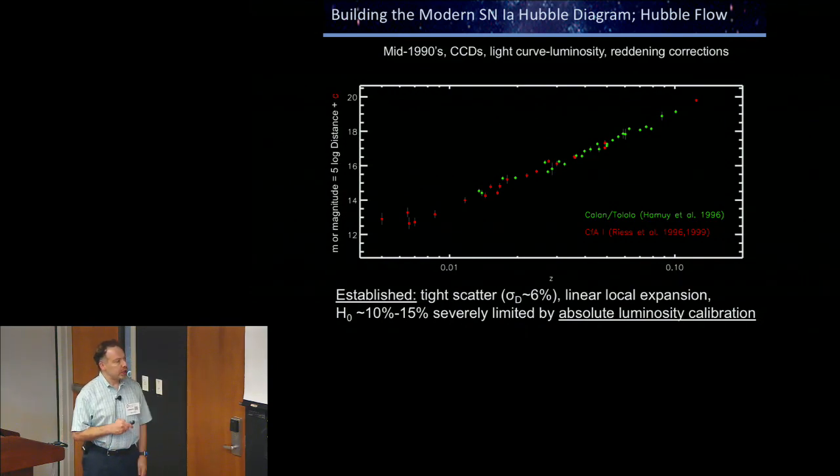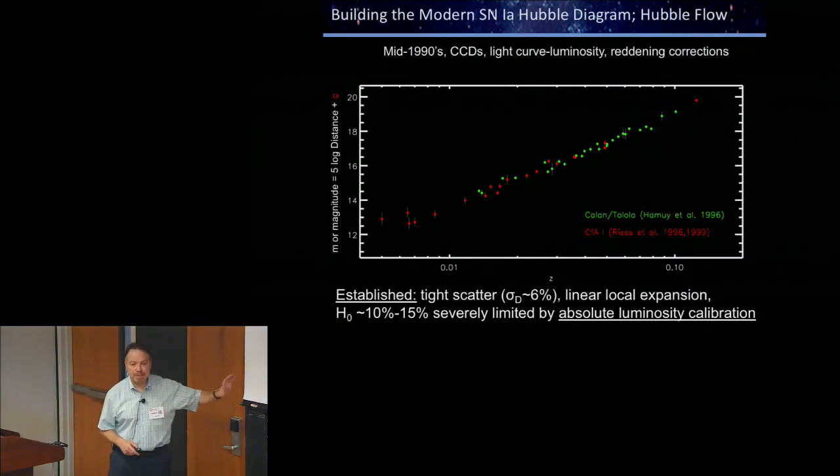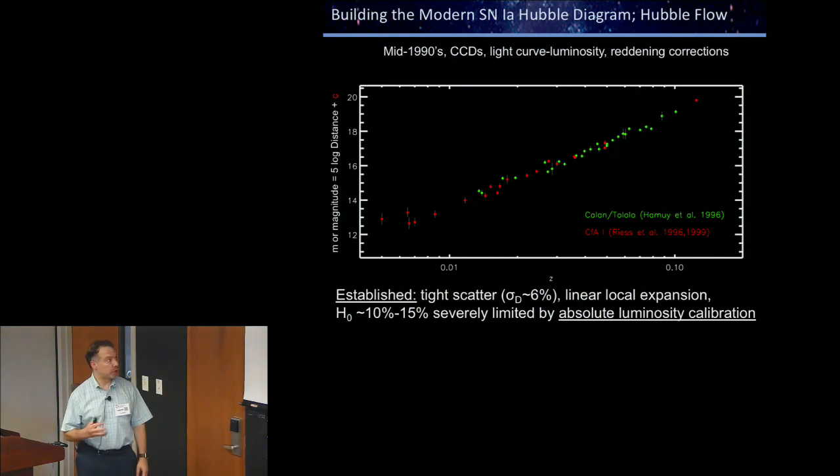Now, although we could measure relative distances to about 6%, the ability to measure absolute distances, to actually calibrate the true luminosity of a supernova, kind of lagged behind. And that's what you need to be able to measure the Hubble constant. You actually have to say what the absolute distance is.